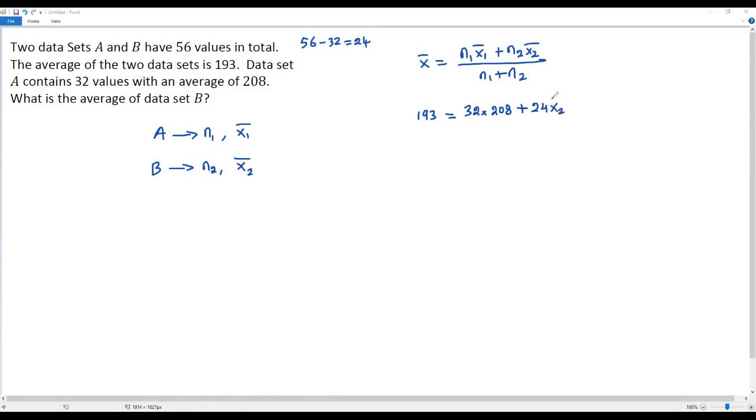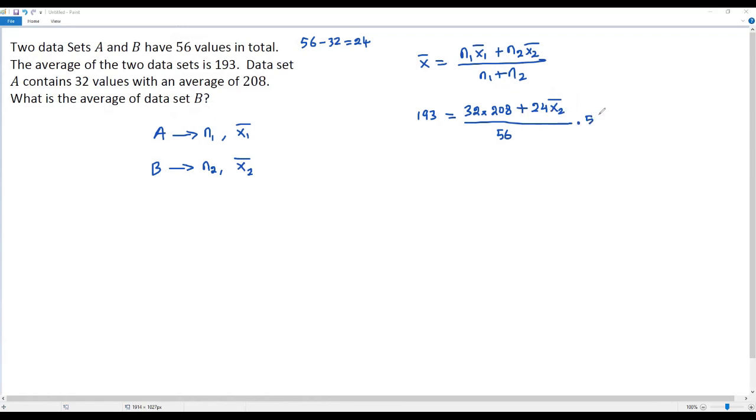And we can keep this x2 bar as it is because it's an unknown, and we have to find the value of this x2 bar, which is the average of data set B, divided by n1 plus n2, which means the total number of values in both the data sets, that is 56. Let me plug in 56 for this n1 plus n2. Okay, now let's solve for x2 bar in this equation.